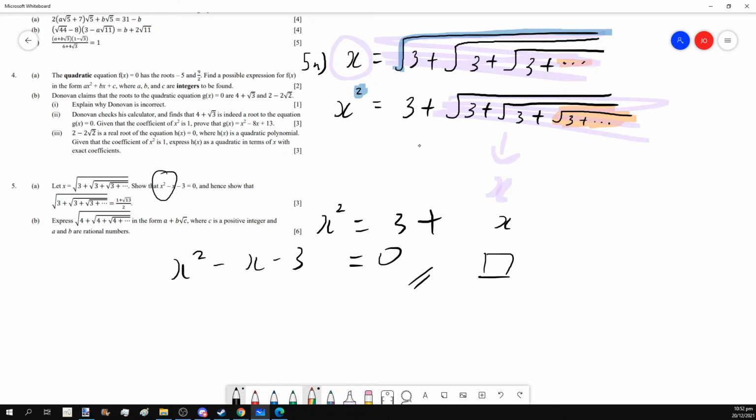So this completes the first half of 5a. We're not done yet. Afterwards, they say, hence, show that all these funny little square roots will produce 1 plus square root 13 divided by 2. So let us go ahead and move on to this next portion.